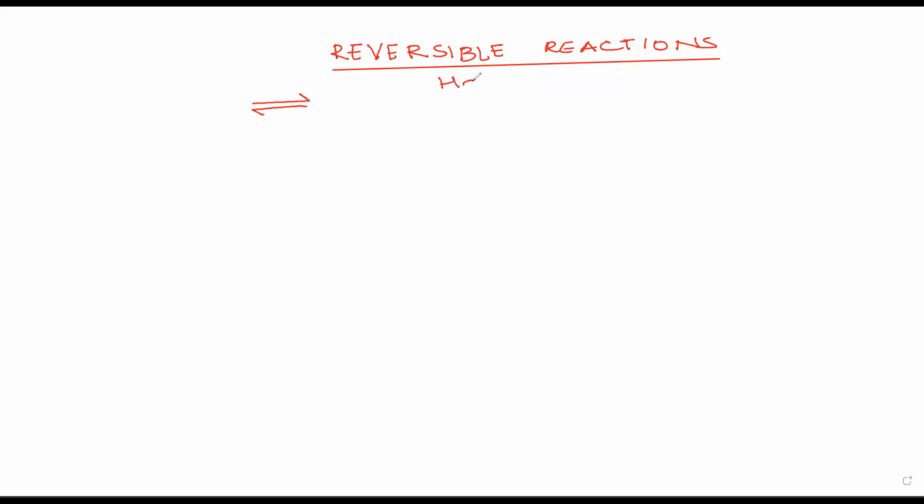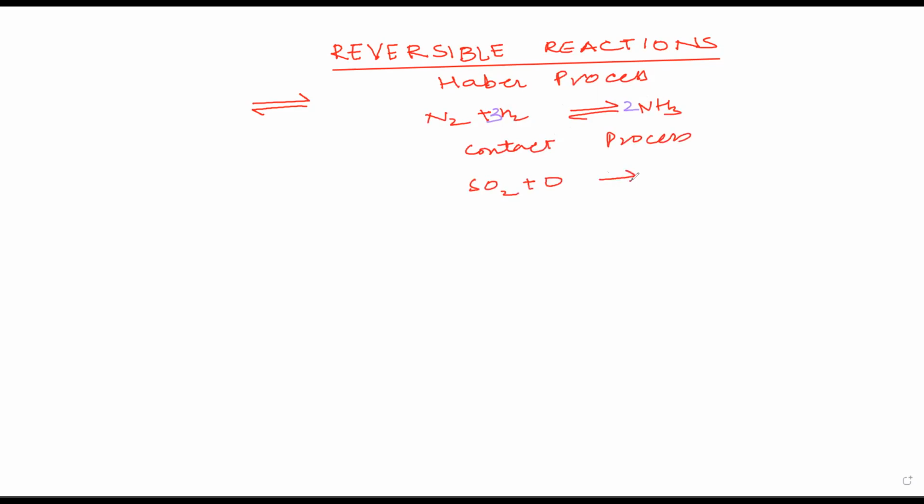One is basically the Haber process, and in the Haber process, we prepare ammonia because of the reversible reaction where nitrogen and hydrogen react together to give you ammonia gas, right? Let's balance it. So we will be having 3 here and 2 here, and this is a reversible reaction. The second example is the contact process. In the contact process, sulfur dioxide reacts with oxygen and undergoes a reversible reaction to form sulfur trioxide, right? So this is the second reversible reaction, which is on our syllabus.